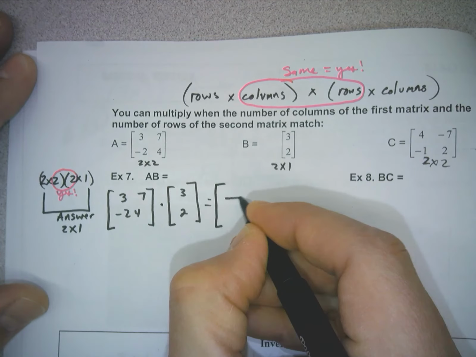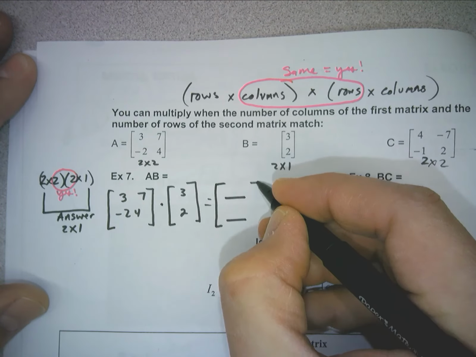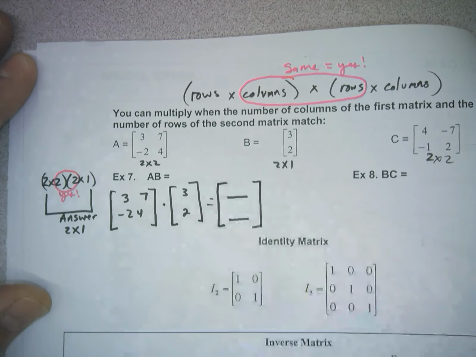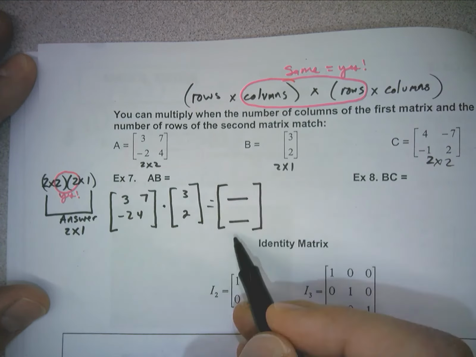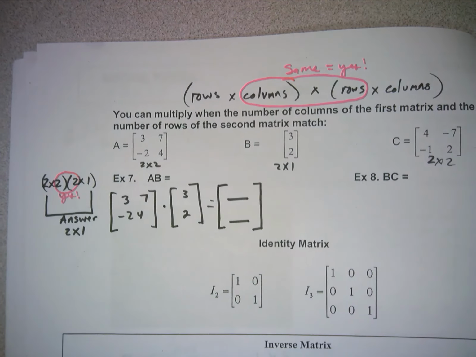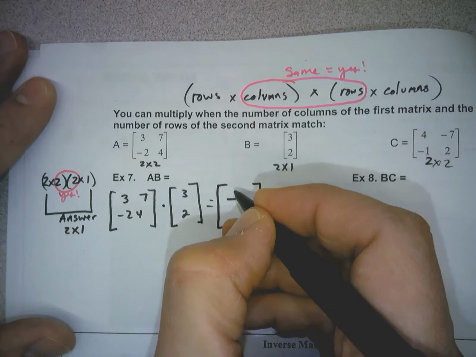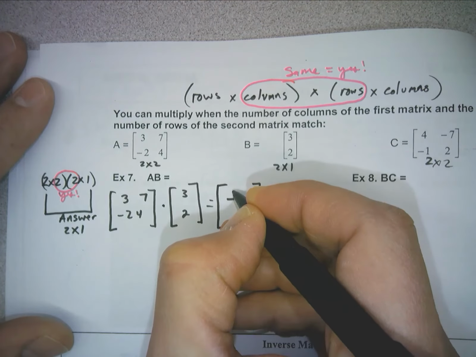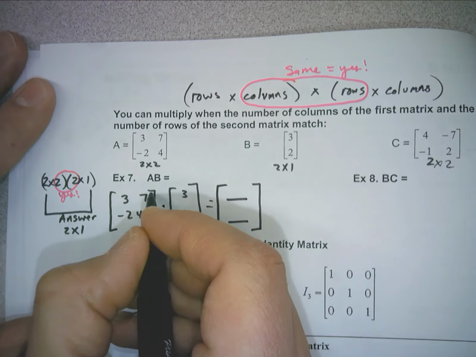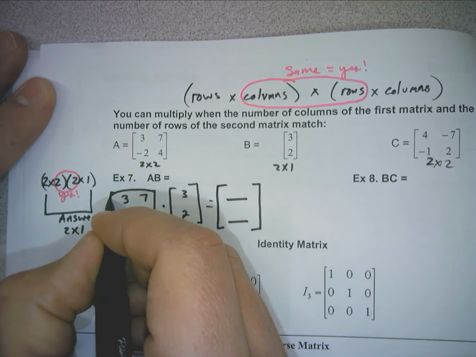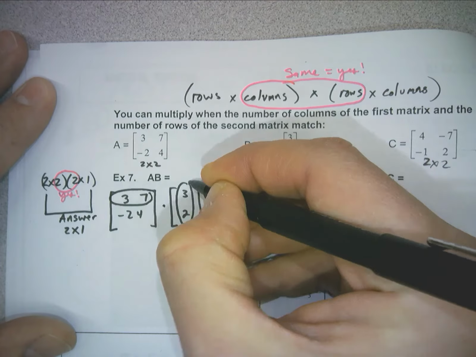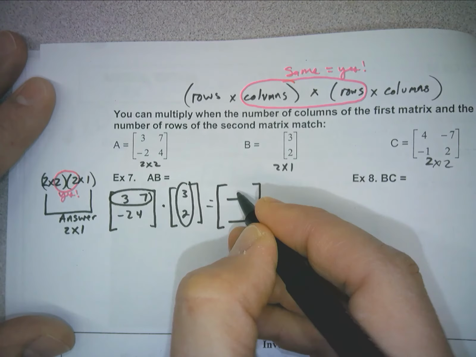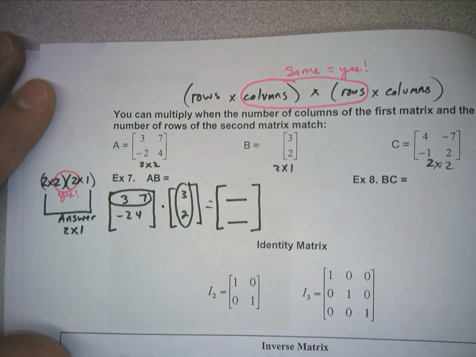Okay, it's going to have 2 rows and 1 column. So I just put blanks here. So this is 2 rows, 1 column. Okay, so how do you do it? All right, if I want the first row, first element of the matrix, then I'm going to take the first row, first column to get the first row, first column element. Okay, so this is what I do.